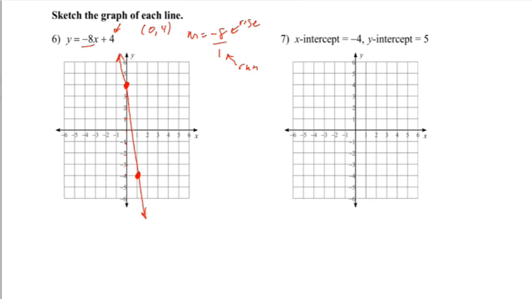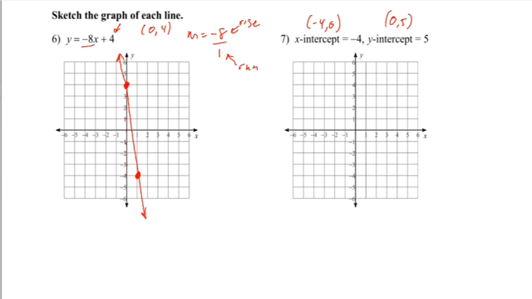For number 7, we're given an x-intercept and a y-intercept. Now, we know that any 2 points establish a line, but our x-intercept is always where this point exists on the x-axis. That's where it crosses. So we know that that's going to be at minus 4, 0. And our y-intercept is the point that the line crosses the y-axis. So we know that that's at 0, 5.